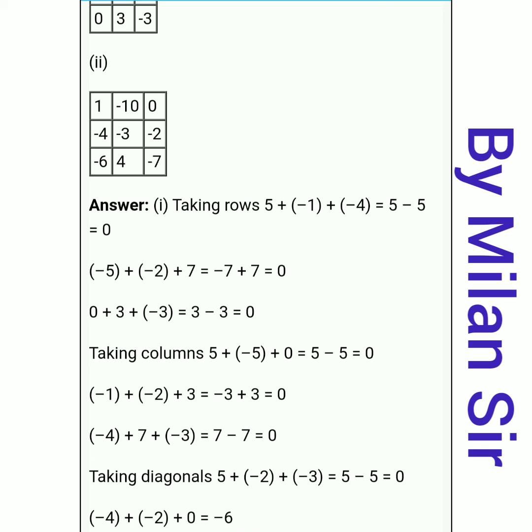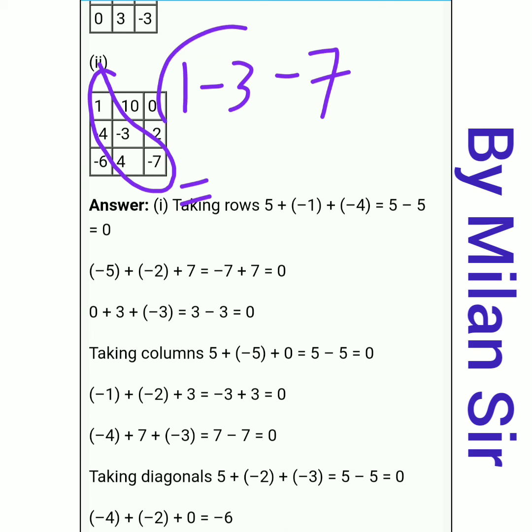That means we need to check the diagonals too. Okay, so here 1 minus 3 minus 7. Now we need to add the diagonal. So here 1 minus 3, plus minus minus, right? First of all these two numbers, plus minus minus, 3 minus 1, 2. Now we need to put the big number sign. It is negative because our big number 3 has a negative sign, so minus 2. Then this minus 7.